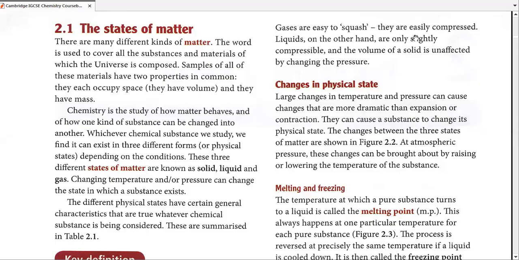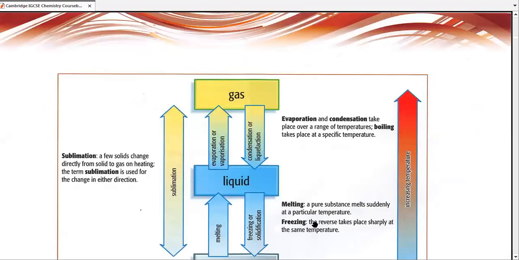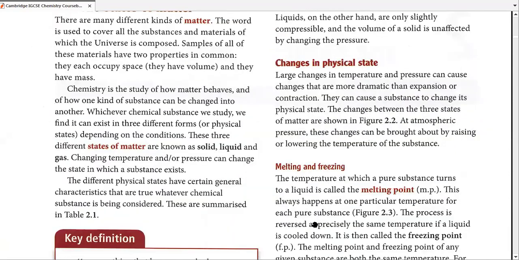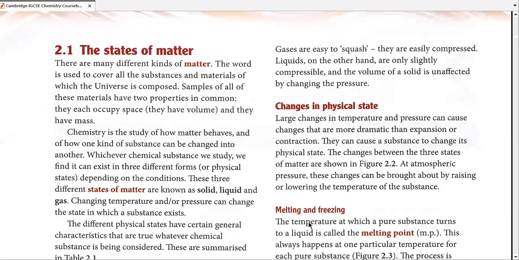So we started off with states of matter. We studied states of matter on page number 22. We are starting the revision from page number 22, although our actual topic will start from page number 24.